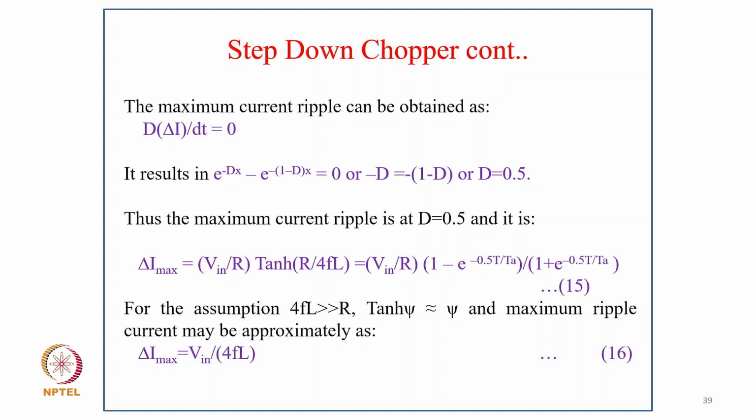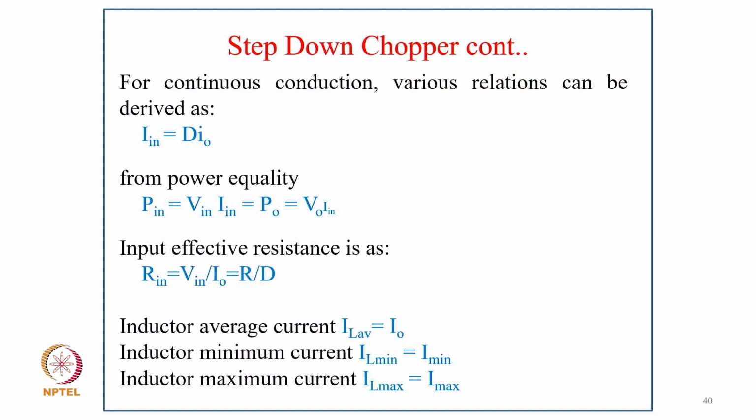So for the assumption, if we consider 4fL is much higher than R, then tanh will be approximated by its argument, so the maximum ripple current may be approximated as delta I max equal to V in upon 4fL. So for the continuous conduction, the various relations can be derived.